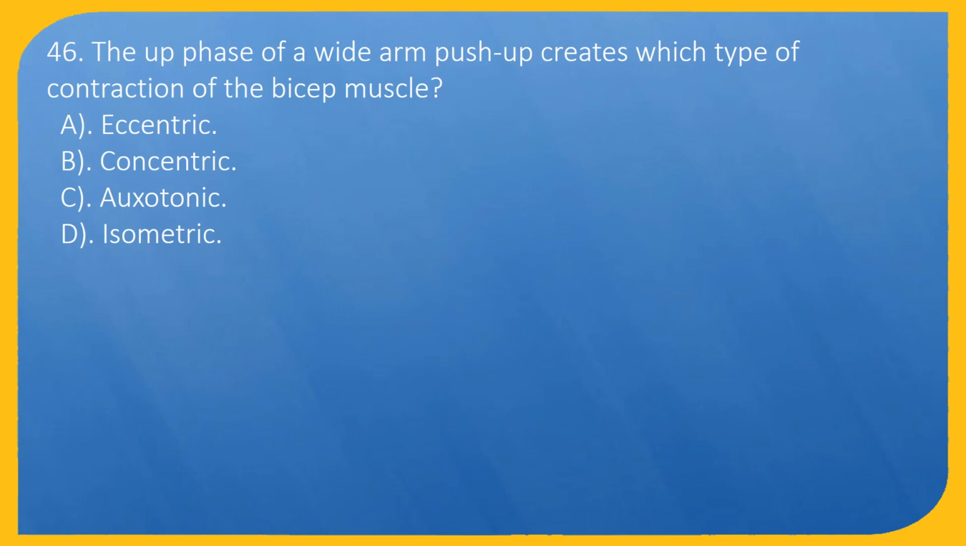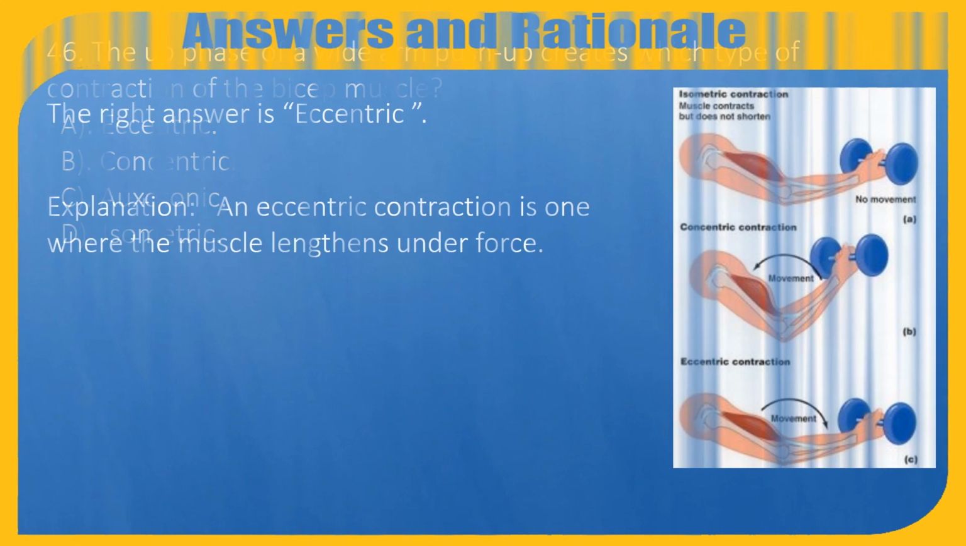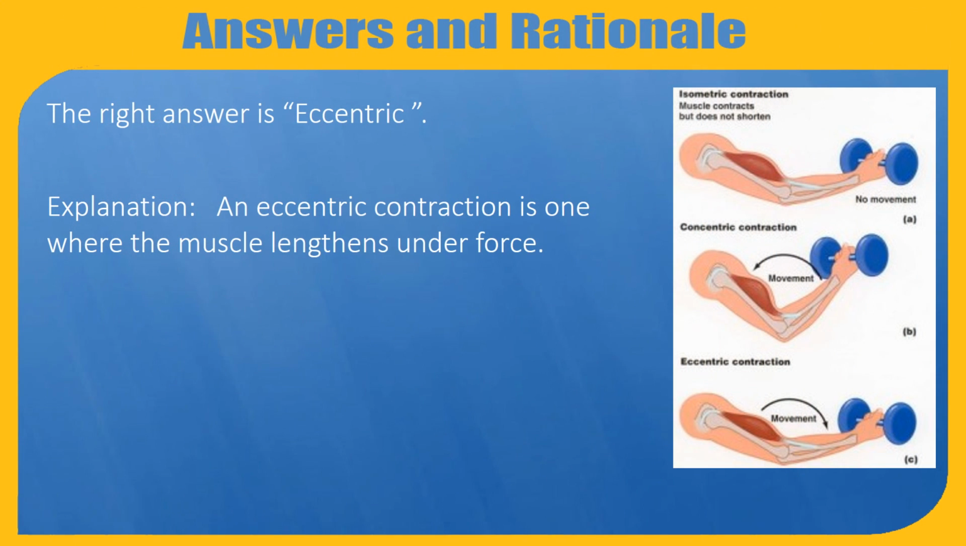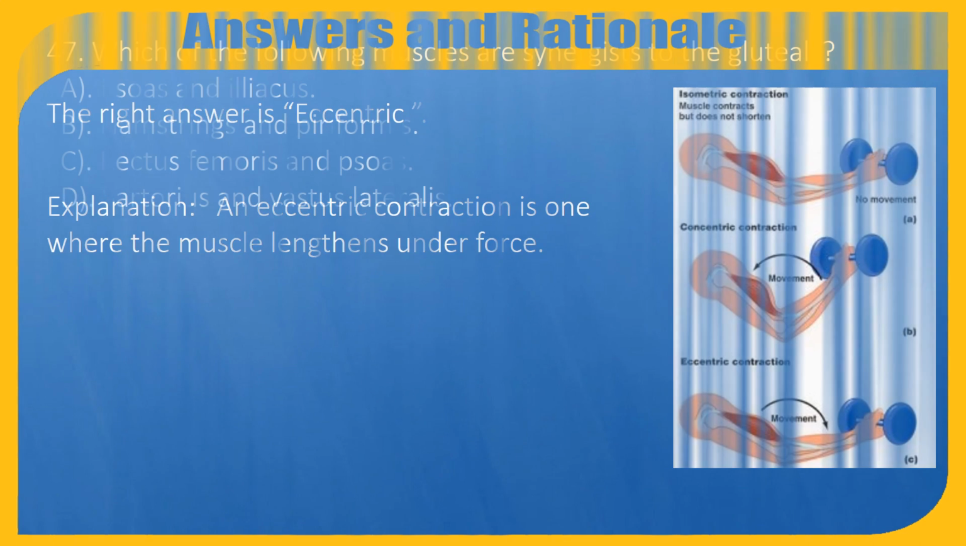Question 46. The up phase of a wide arm push-up creates which type of contraction of the bicep muscle? A. Eccentric. B. Concentric. C. Auxotonic. D. Isometric. The right answer is eccentric. Explanation: an eccentric contraction is one where the muscle lengthens under force.